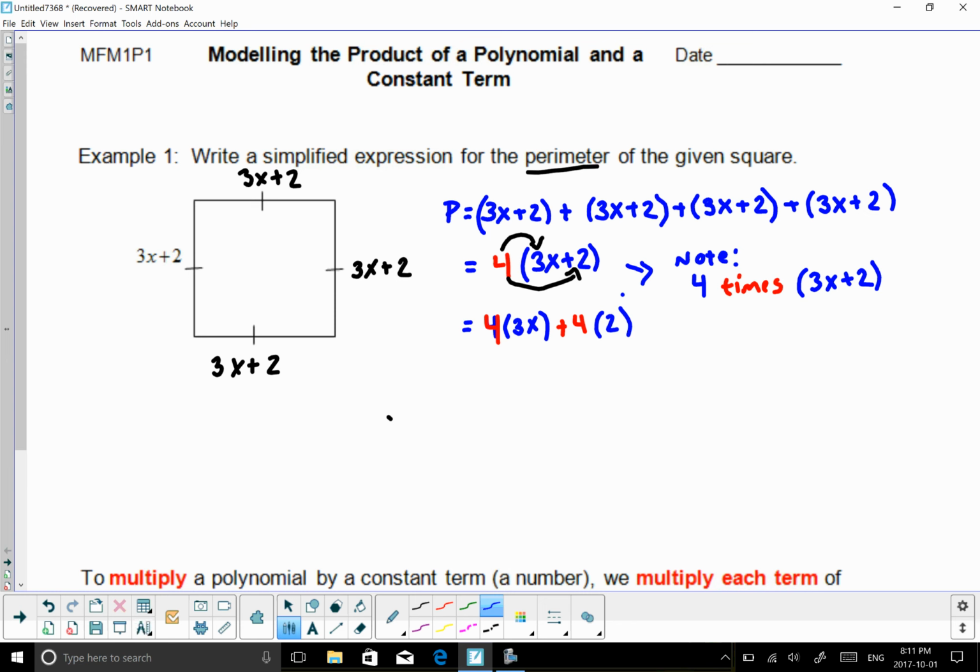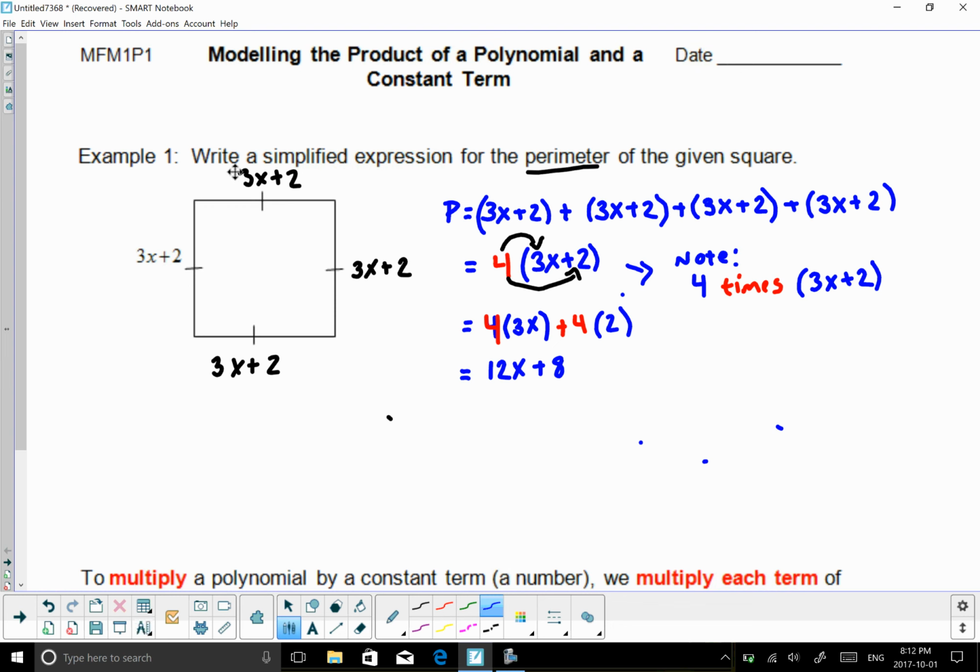Now what happens when I have a number multiplied by a term with a variable? I just multiply the number by the number and the x remains the same in this case. We will be looking at more complex ones in further lessons. So 4 times 3x is going to be 4 times 3, which is 12. And then it means I have 12 x's, so it's 12x. And then I multiply the number by the number, so it's 4 times 2, which is 8. So 12x plus 8 is my perimeter.